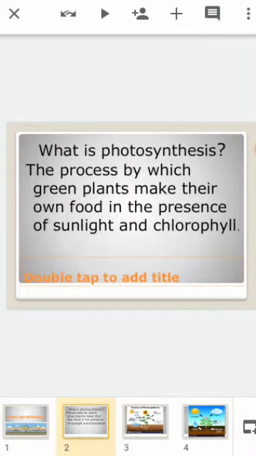Okay, the process by which green plants make their own food in the presence of sunlight and chlorophyll, which is required for photosynthesis. Point to be noted, children: sunlight is necessary and chlorophyll. Sunlight and chlorophyll are necessary for the process of photosynthesis.